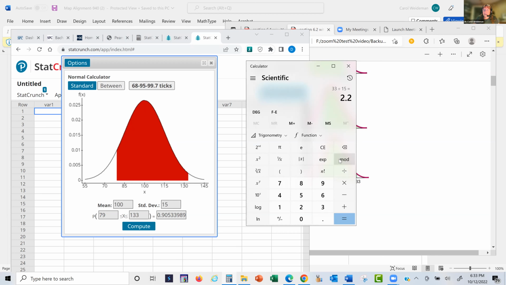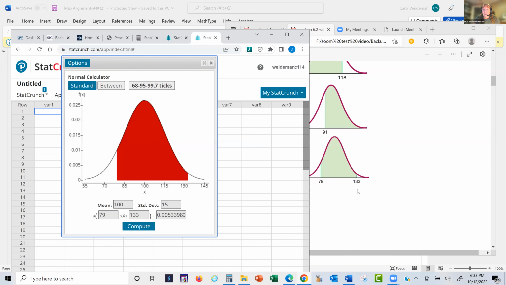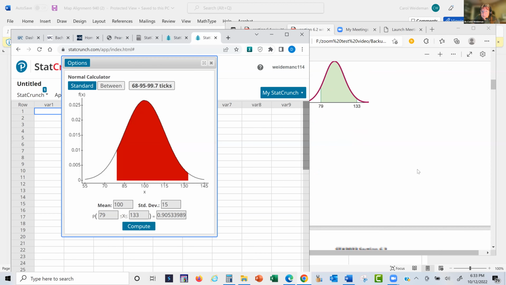And so that has a z-score of 2.2. So an IQ score of 133, it's pretty significant. It's 2.2 standard deviations above the mean of 100. Okay. All right, let's see what else I asked you to do in here.